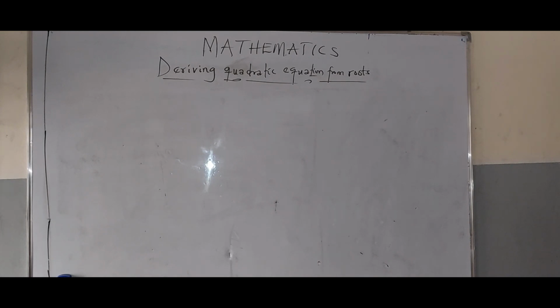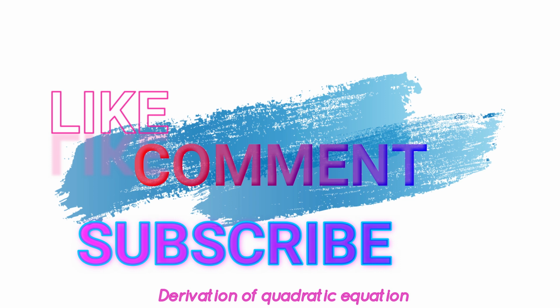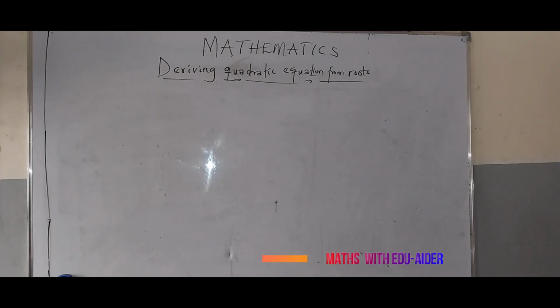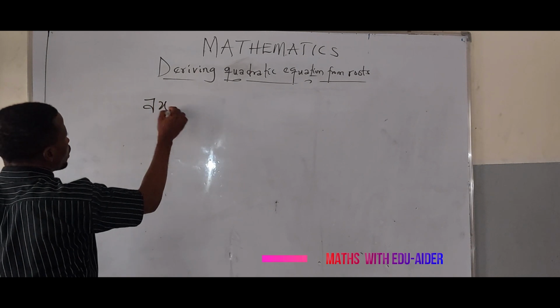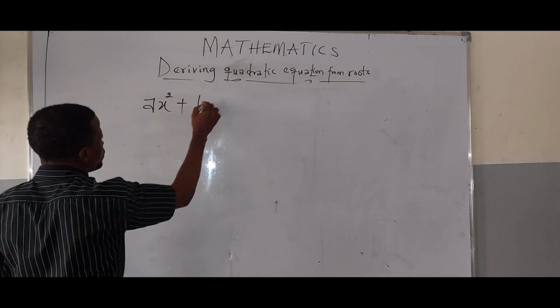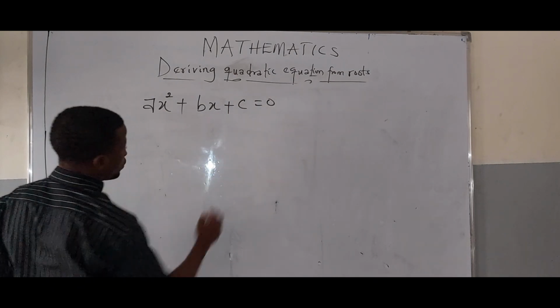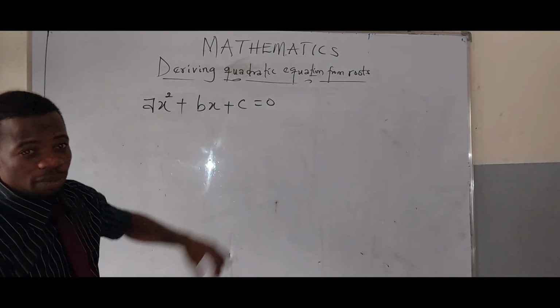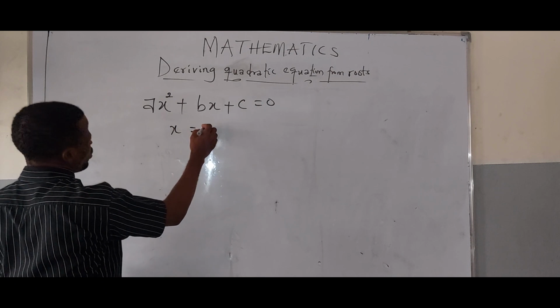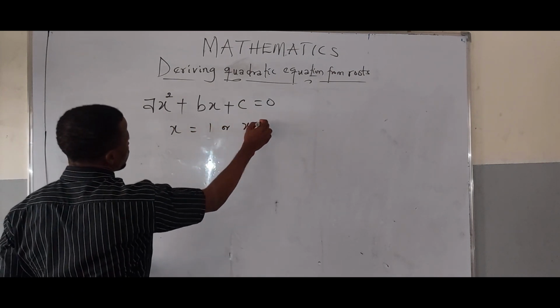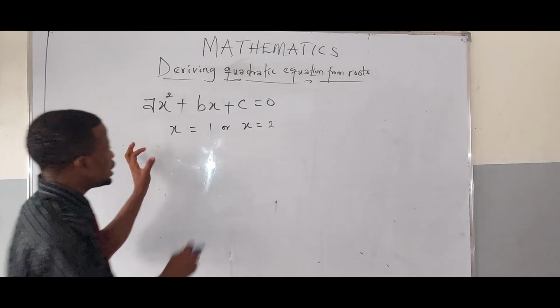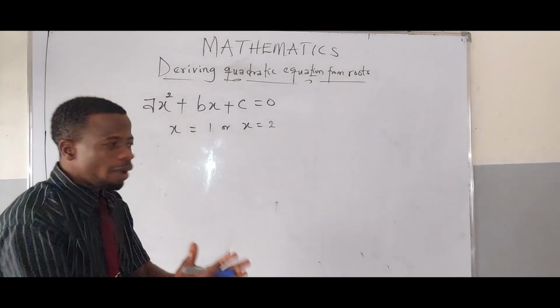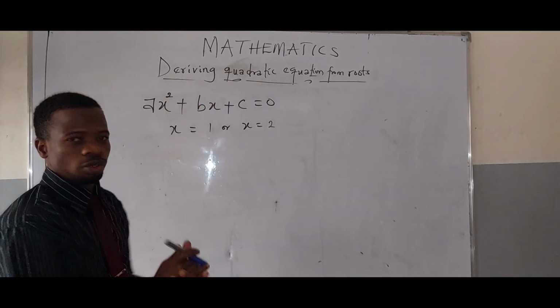Now we're looking at deriving quadratic equations from roots. How can we do that? We know that the general quadratic equation is ax squared plus bx plus c equals 0, right? Now, when we solve this quadratic equation, it's values of x that we need. Most of the time, our x can be equal to probably 1 or x is equal to 2, right? So let's say we're only given these roots, how can we derive this quadratic equation from these roots?